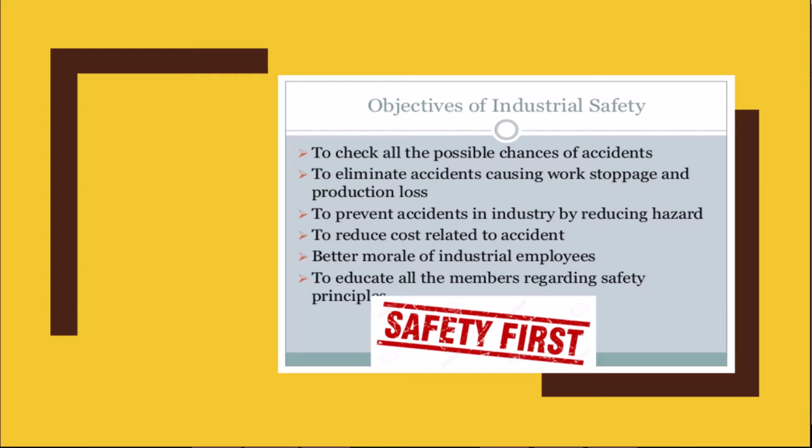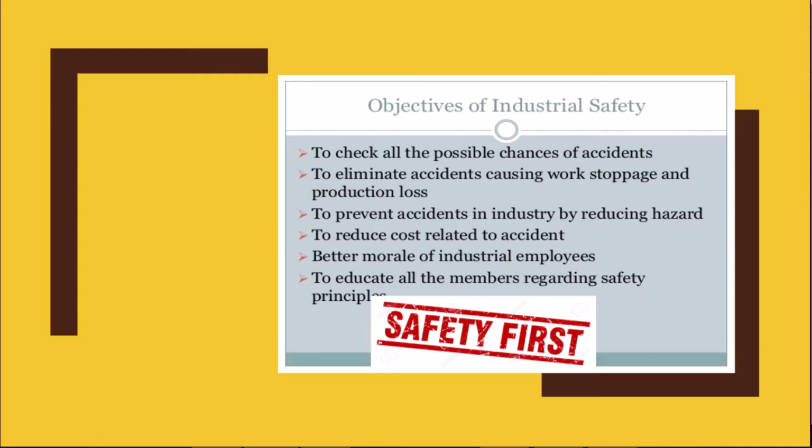This particular slide will talk about objectives of industrial safety. The objectives are to check all the possible chances of accident, to eliminate accidents causing work stoppages and production loss, to prevent accidents in the industry by reducing hazard, to reduce cost related to accident, better morale of industrial employees, and to educate all the members regarding safety principles. So safety first is our motto.